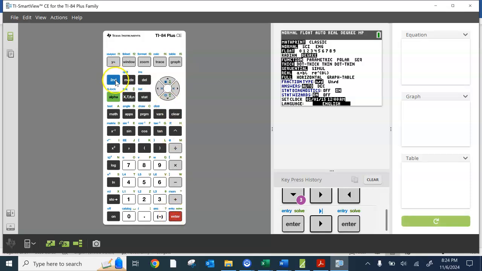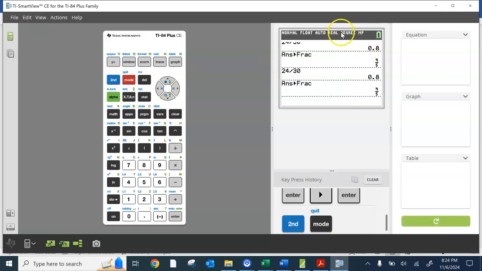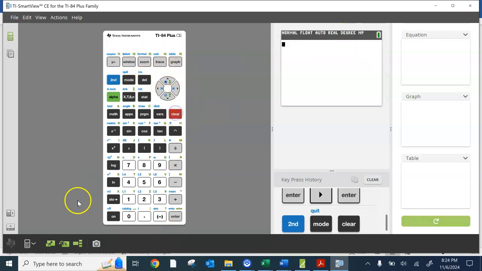Now there's another thing you can do. You can also look up here on your calculator when you open it. It should say degree. So always check that when you get there. Okay, make sure it says degree because it gives you different answers. Okay, very, very important every single time.